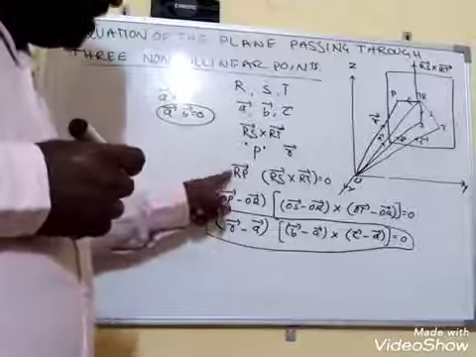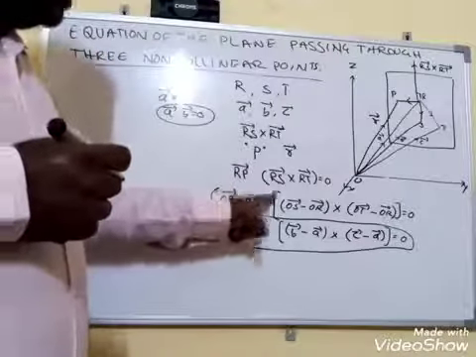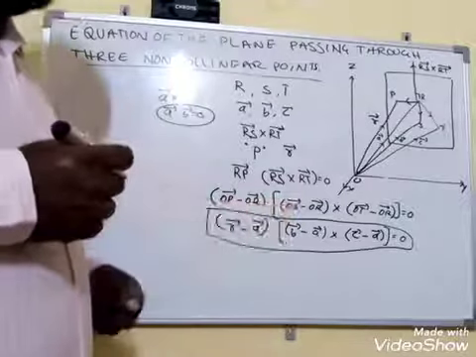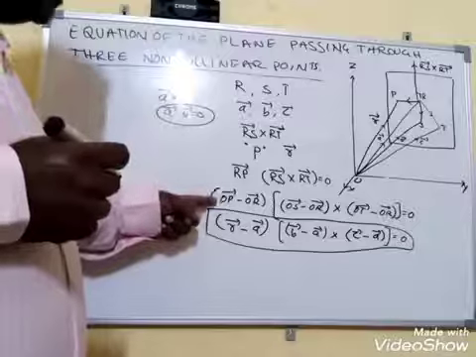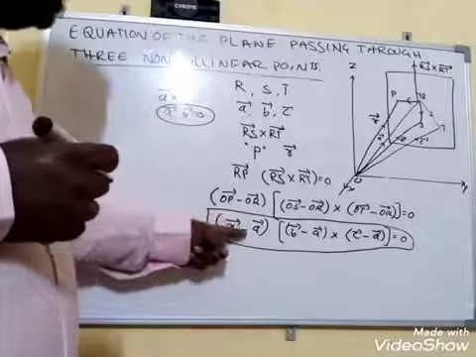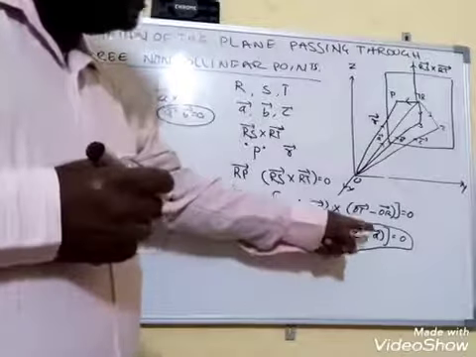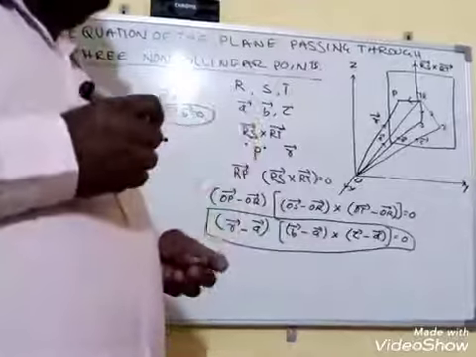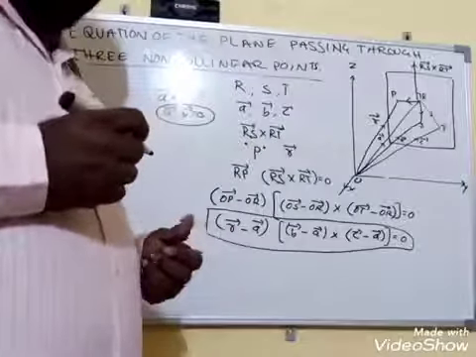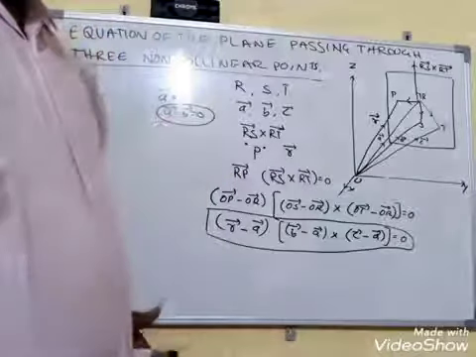Therefore, what is RP bar? RP bar is nothing but OP bar minus OR bar, dot, and this is OS bar minus OR bar cross OT bar minus OR bar, is equal to 0. Now what is the position vector of P? R bar. R bar minus A bar dot B bar minus A bar cross C bar minus A bar is equal to 0. This is the vector equation of the plane, the vector equation of the plane passing through three non-collinear points.